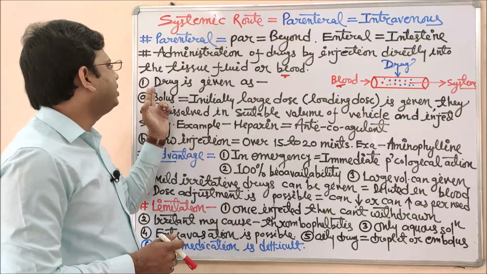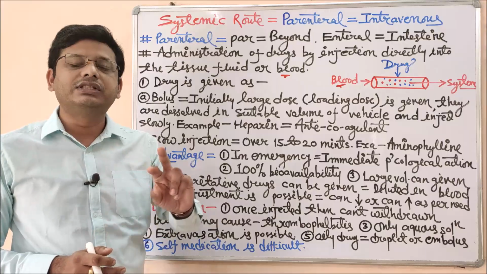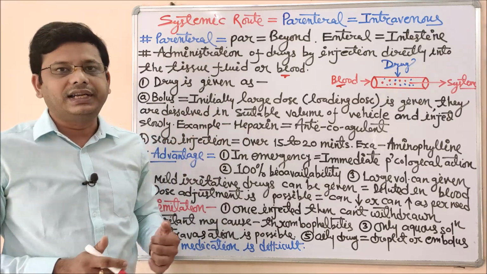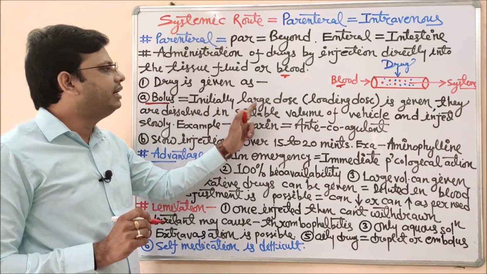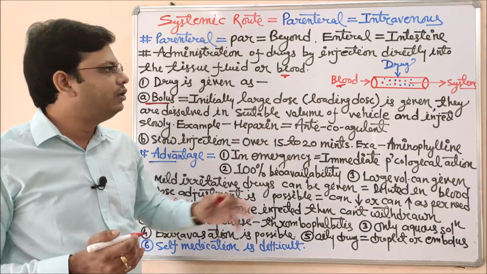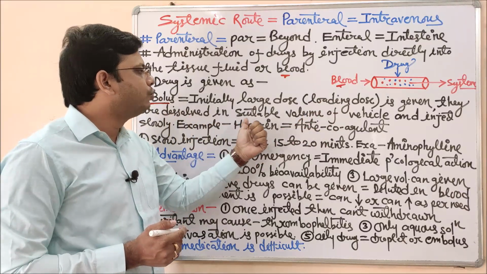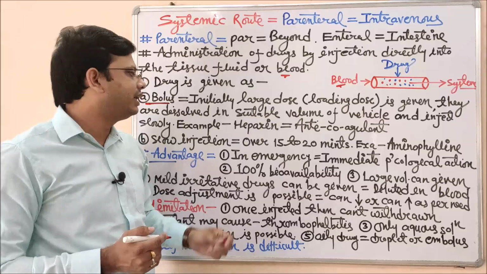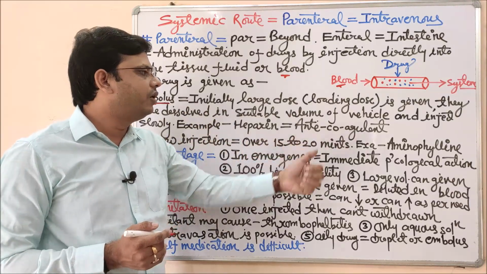Coming to the next one, in case of intravenous route of drug administration, the drug may be given by two main types. The first one is bolus. Bolus means an immediately large dose, that is also considered a loading dose. They are dissolved in a suitable volume of vehicle and injected slowly. The example of this bolus injection is heparin, which is an example of an anticoagulant.